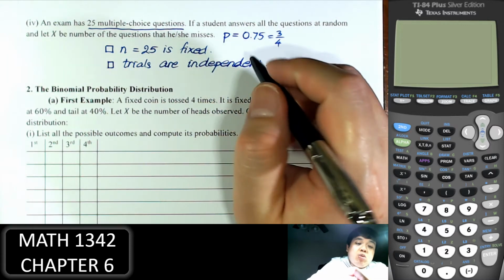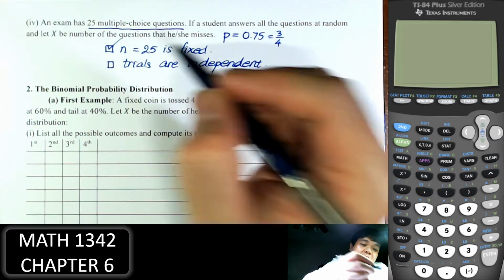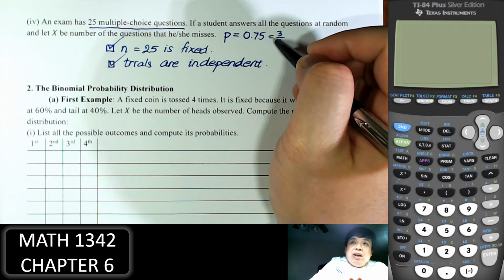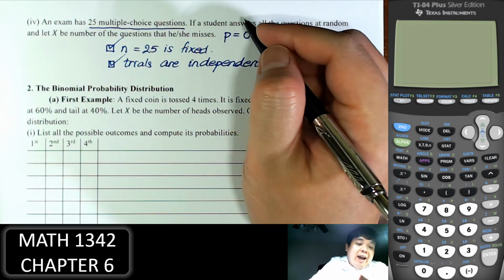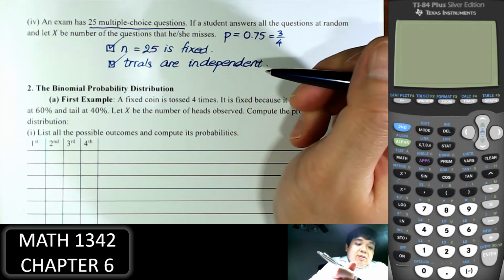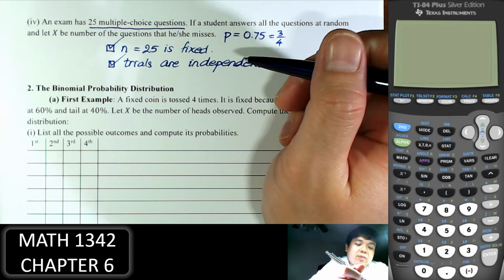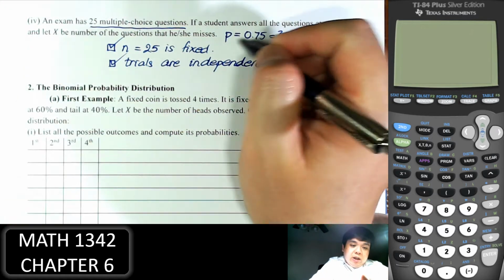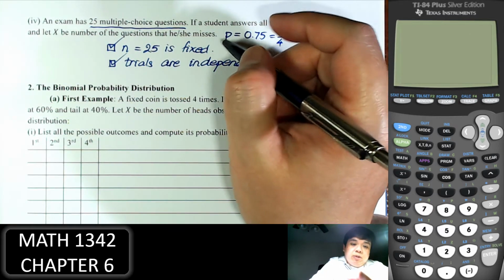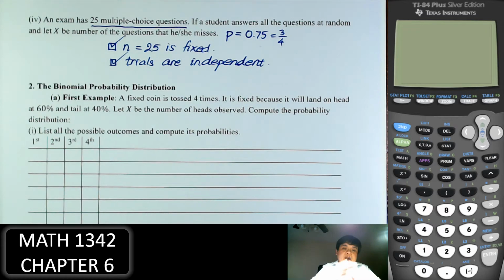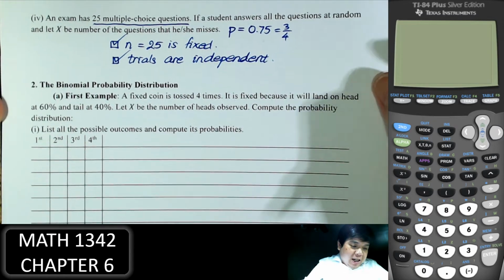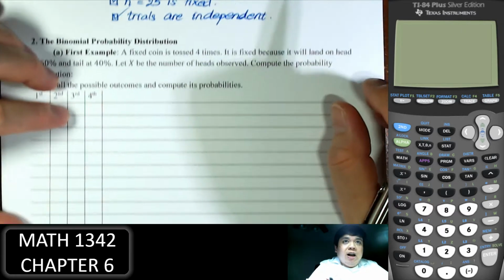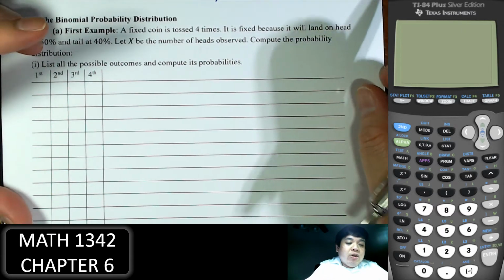So yes, this one is binomial because we have a fixed number of trials, the trials are independent, and there are success and failure, I mean getting the question correct or not. There are two outcomes, and the probability of each one is the same for every trial. So that is binomial. Now let's look at the problem without any formula, the intuitive way.